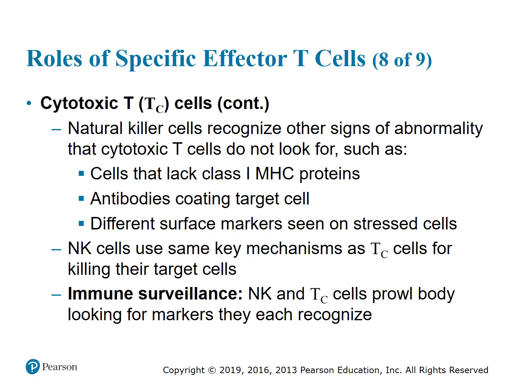Cytotoxic T cells, so natural killer cells recognize other signs of abnormality that cytotoxic T cells do not look for, such as cells that lack class 1 MHC proteins, antibodies coating the target cell, and different surface markers seen on stressed cells. Natural killer cells use the same key mechanisms as the TC cells for killing their target cells. Immune surveillance is when natural killer and cytotoxic T cells prowl the body looking for markers they each recognize.